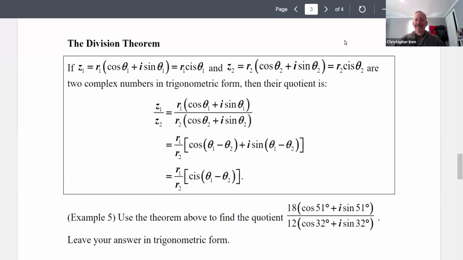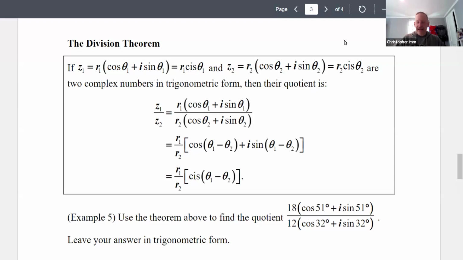Hi, this is sort of our last in a series of theorems that we're going to use to manipulate complex numbers using their trig form. And this one's called the division theorem. We just learned about the multiplication theorem and De Moivre's theorem. So this is going to be very similar.